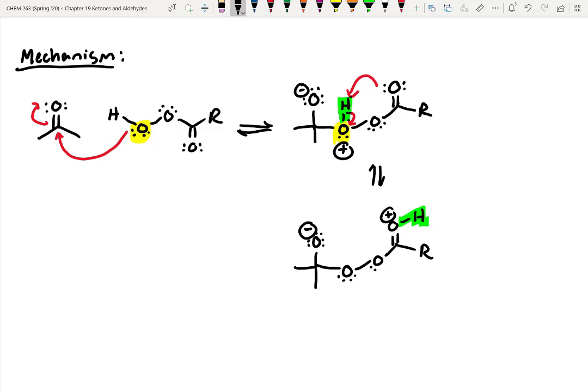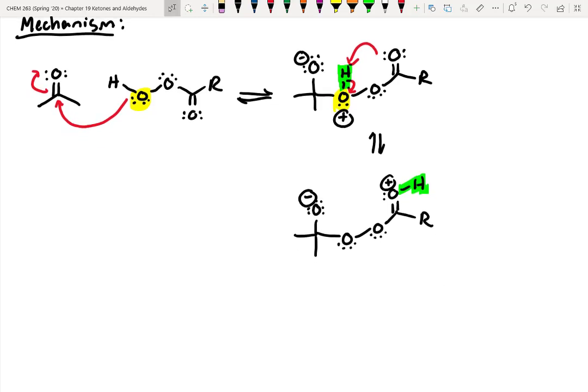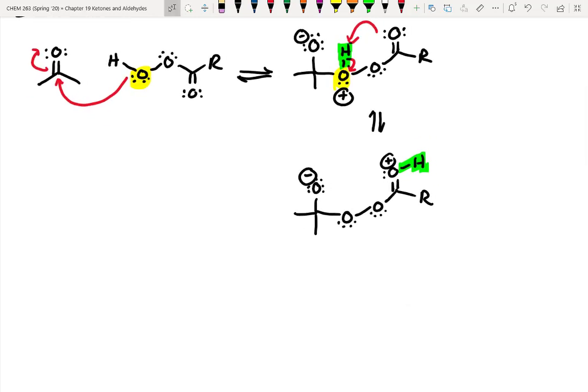And we're at our intermediate. All right, so now the question is, what happens in the next step? It's a little bit weird, but bear with me. What's going to happen is this negative charge will clamp down. But then we run into a problem, right?